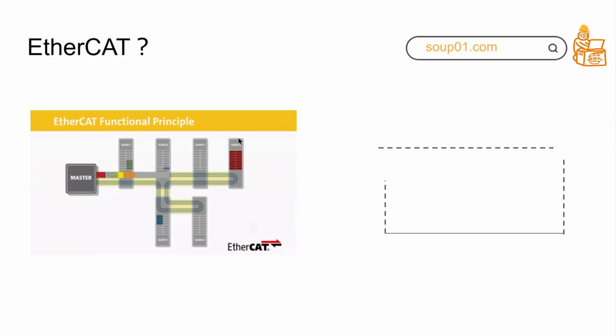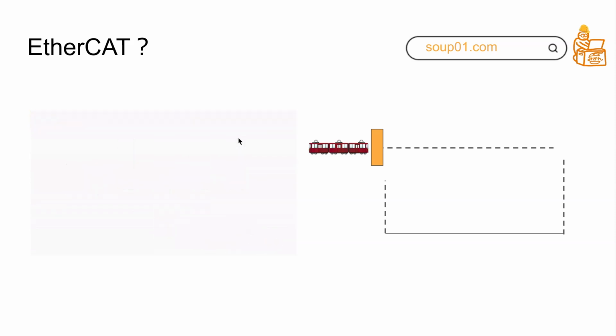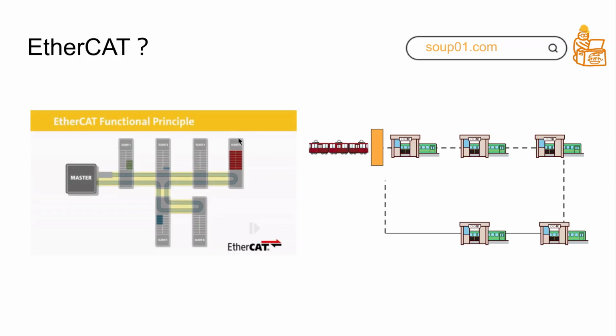You see this line. This line is EtherCAT. It is the rail of your train. The orange one is the EtherCAT master. This is the start point and the end point of your EtherCAT framework. Then you have a train. What's the train? The train is your data, your frame. Then you have the stations. The stations are all your EtherCAT slaves in your EtherCAT network.